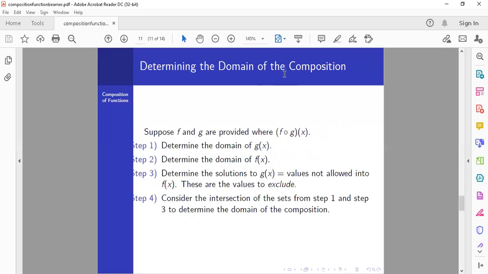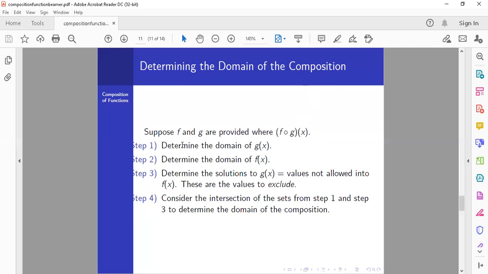So, determining the domain of a composition. We've already seen one example of this where we would have to compose and track the domain at each and every step of the simplifying. That is one way to do it. But another way that seems to be a little bit more applicable and more natural, if you will, is to follow these 4 steps.